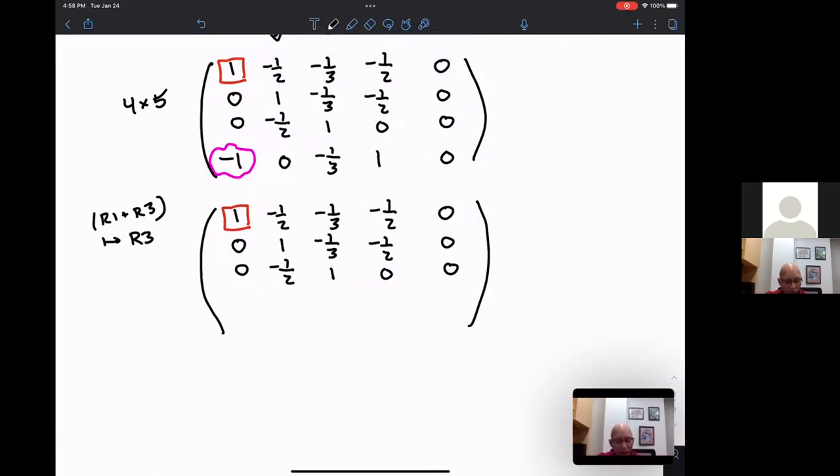And now I'm going to add rows, not row 3, sorry. I said row 3, but I meant row 4 everywhere. So add 1 and -1, I get a 0. Add -1/2 and 0, I get -1/2. If I add -1/3 and -1/3, I get -2/3. Add -1/2 and 1, I get 1/2. And then 0 plus 0 is still 0. And there we go. So now I've started my row reducing operations.